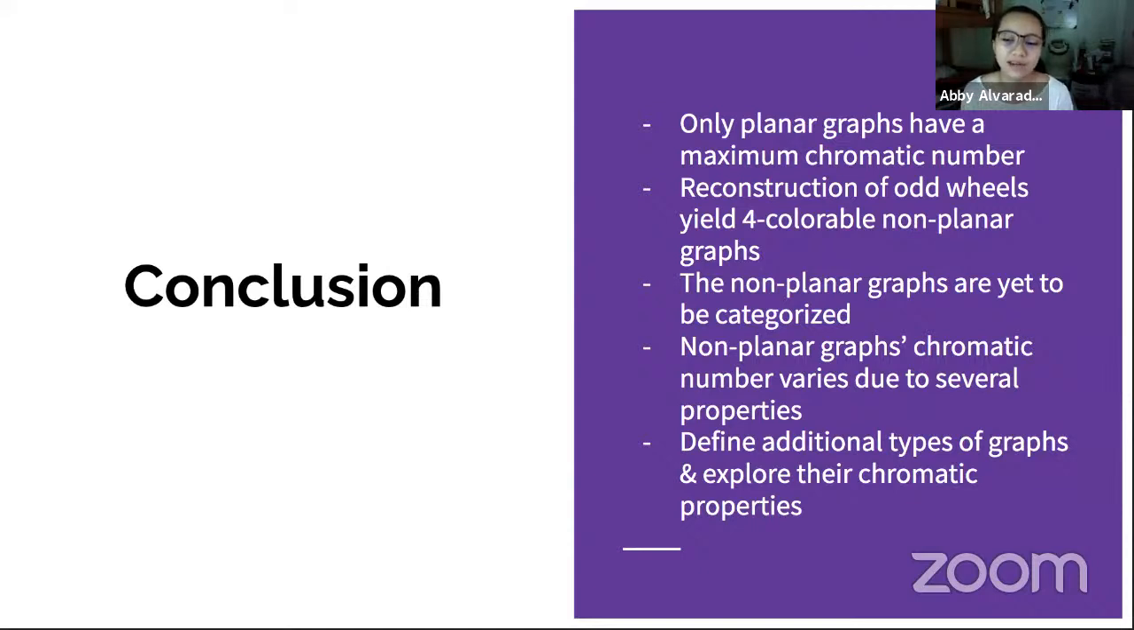Now, these non-planar graphs' chromatic number vary due to several properties. Non-planar graphs have different edge count, vertex count. They even have different categories that they belong to. They have no common category. So the next step for this research is to define additional types of graphs using the graphs that she has constructed. And that's all.